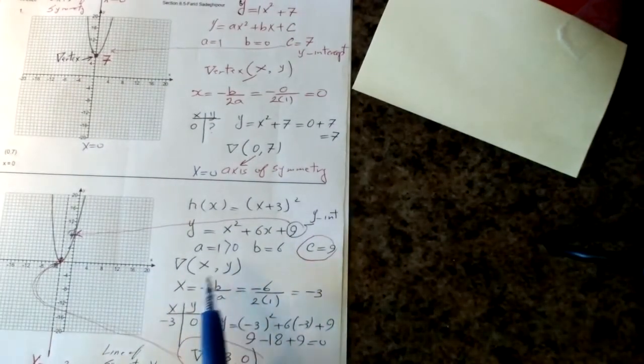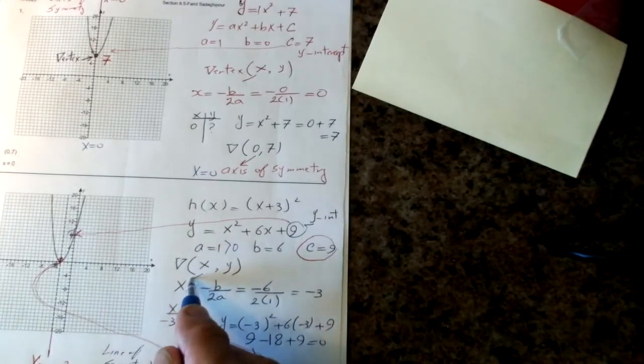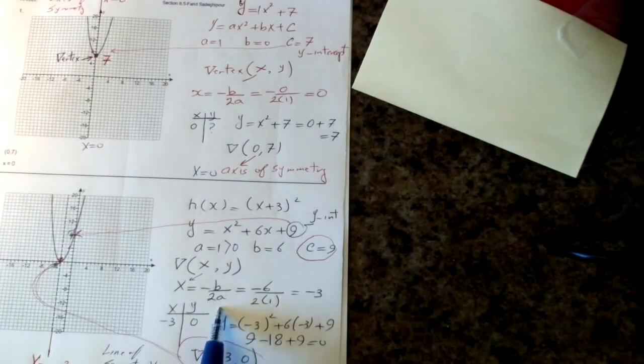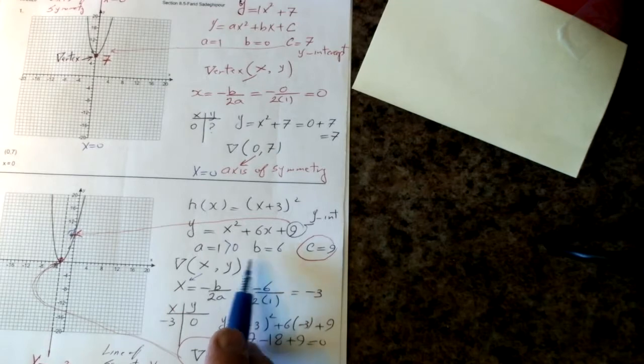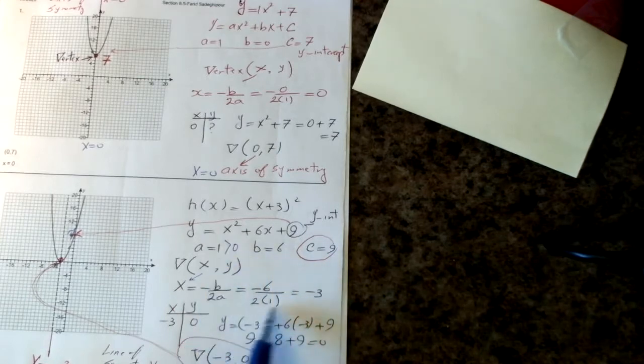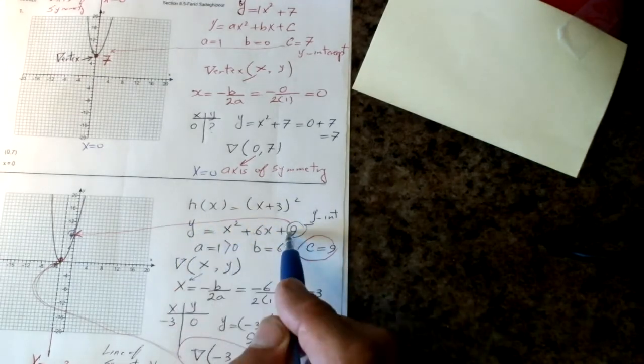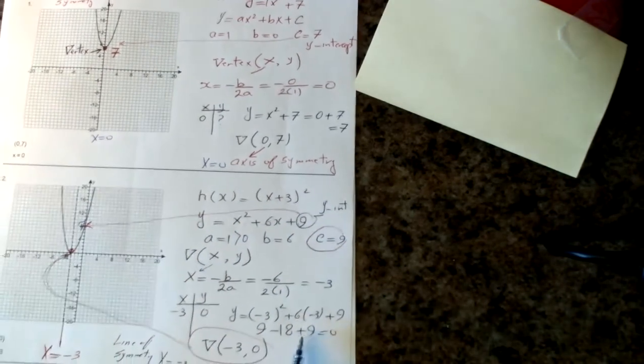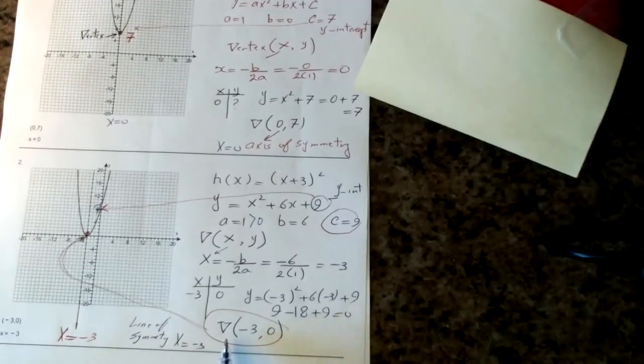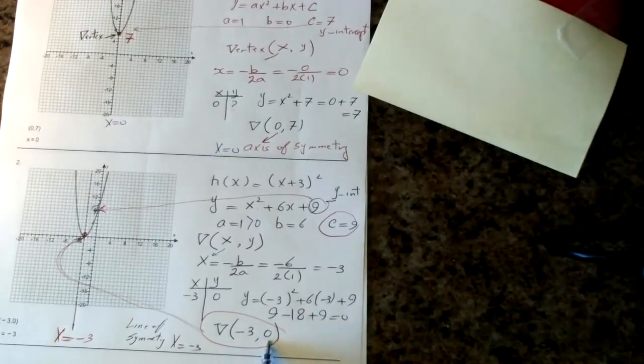X of vertex is minus b over 2a. B is 6, a is 1, so that would give you -3. Now, anytime you want to find y of vertex, when you have the x, all you need to do is take the x and substitute for x into this equation to find your y value, and that's what we did here. So vertex is -3 and 0.